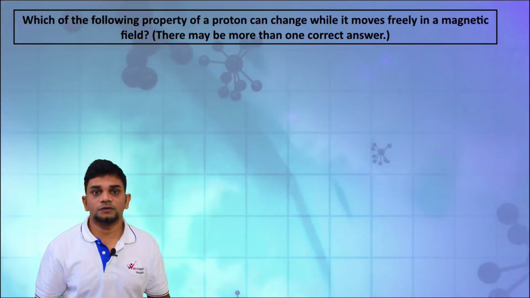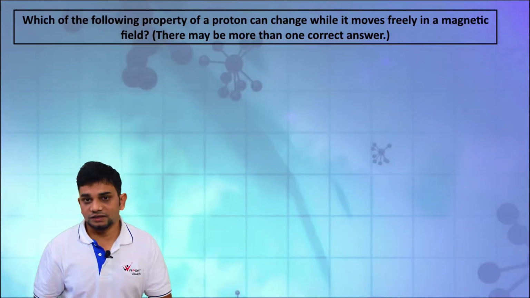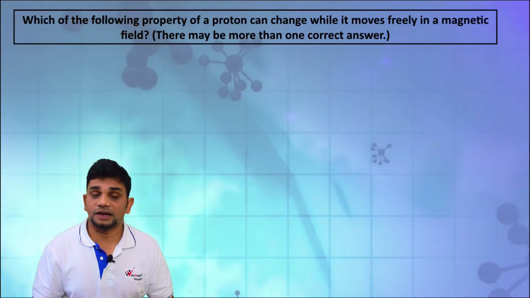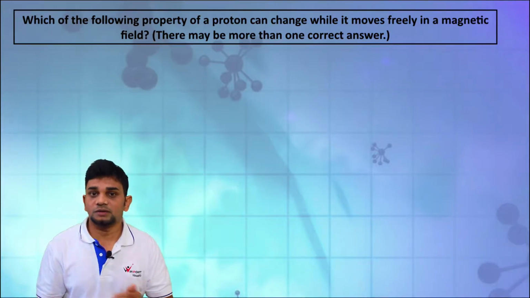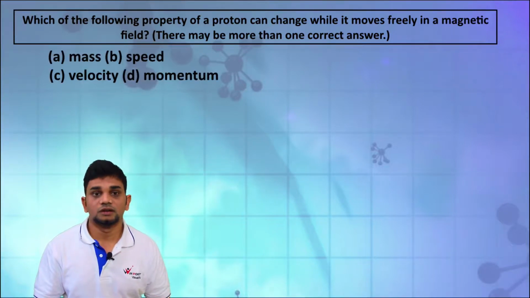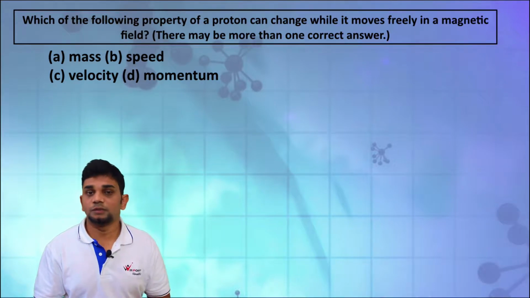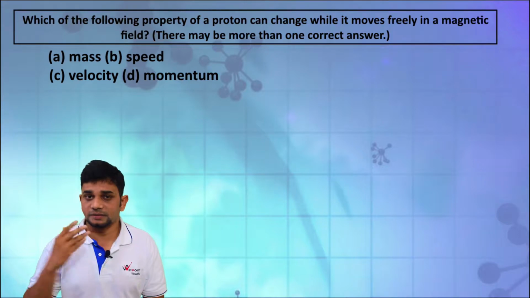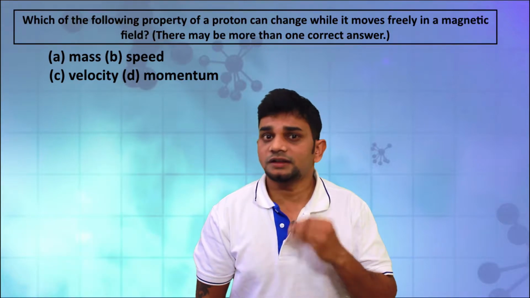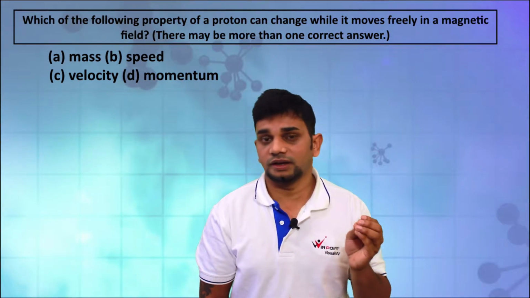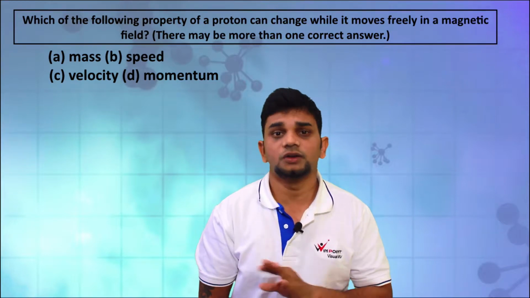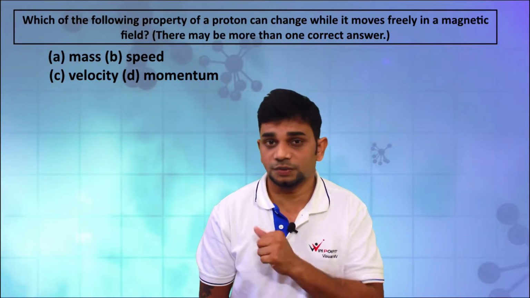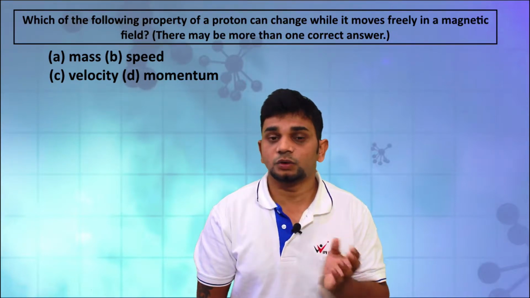Next one. Which of the following property of proton can change while it moves freely in a magnetic field? There may be more than one correct answer. Mass, speed, velocity, momentum. Mass is a universal constant. Mass is not going to change. Leave that option. Speed. Is there any change in the speed when electron is getting inside the magnetic field? No, there won't be any change in the speed. The next option is velocity and momentum.